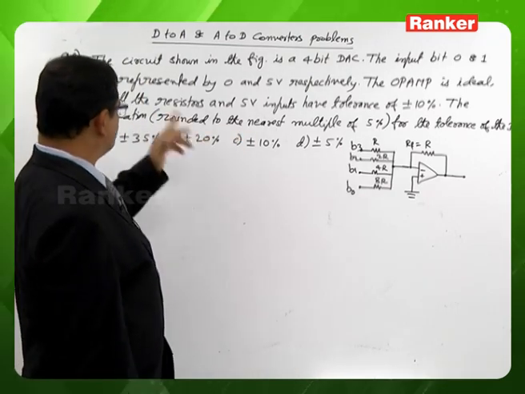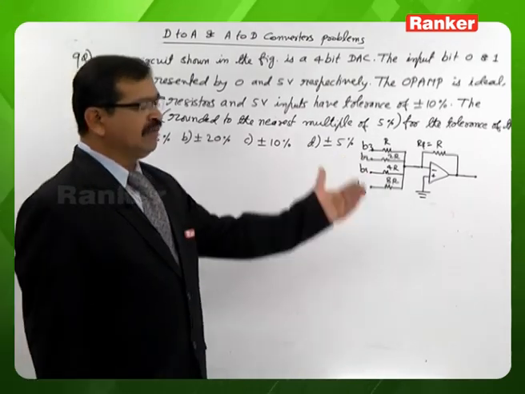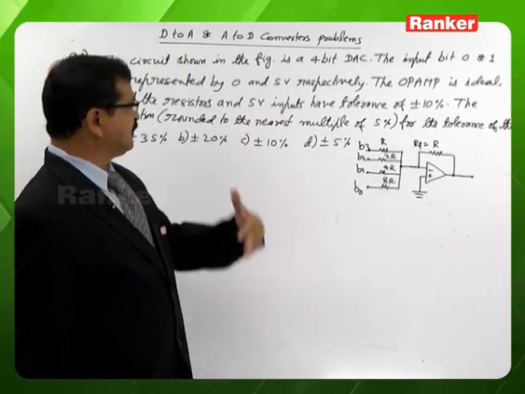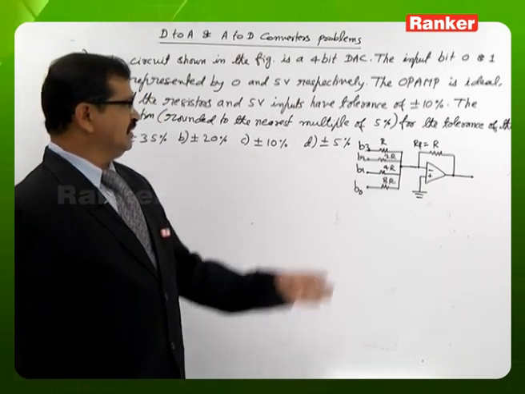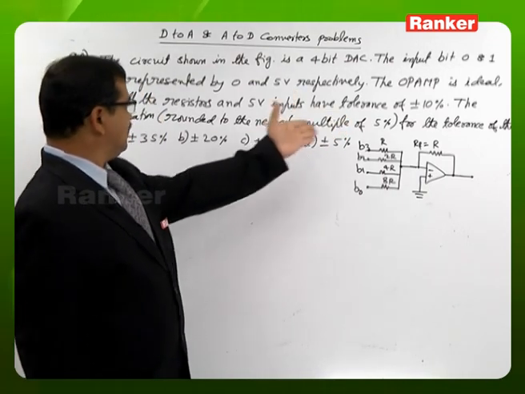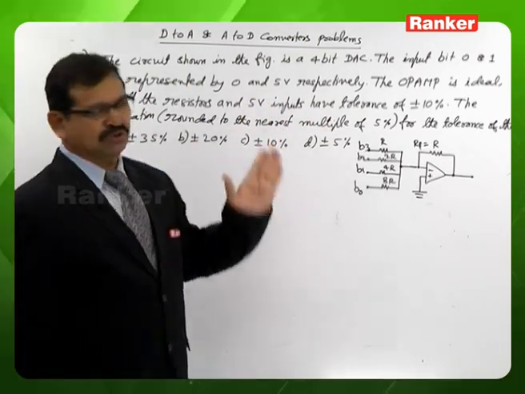The question is now the specification for the digital to analog converter. Basically, the specification we want to give is the tolerance, which is to be rounded to the nearest 5% as per the question. So, these are the given options.